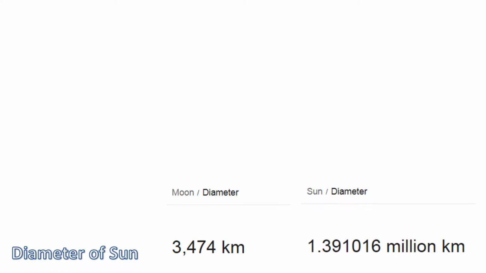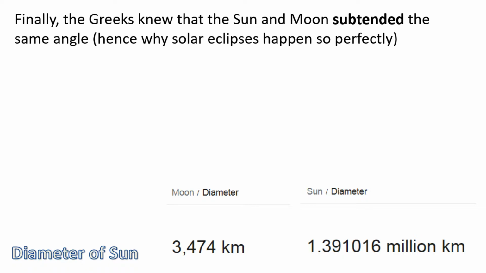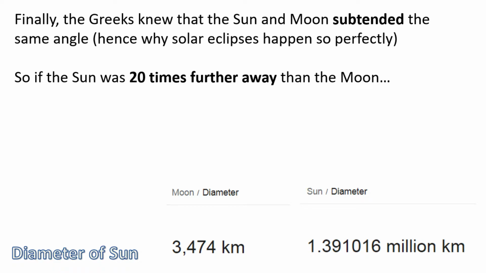Okay, so finally, let's look at the diameter of the sun, or rather the method that was used originally for finding it. We know that the diameter of the moon is about 3,500 kilometers, and the sun's diameter is about 1.4 million kilometers. Now, the Greeks knew that the sun and the moon subtended the same angle, right? They both have an angle of about 0.5 degrees in the sky. This explains our solar eclipses.